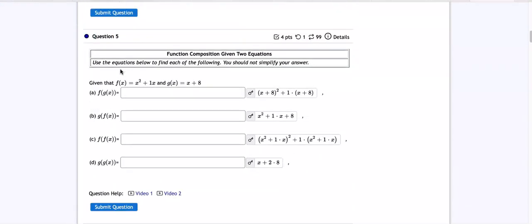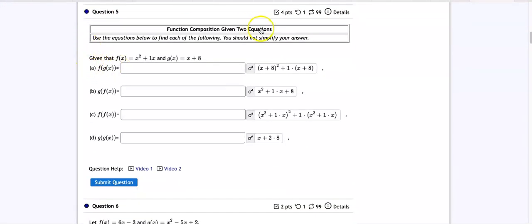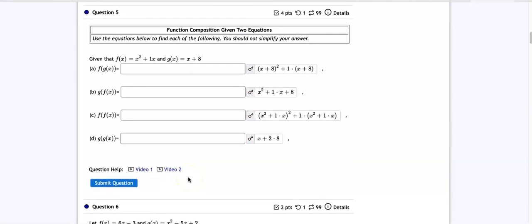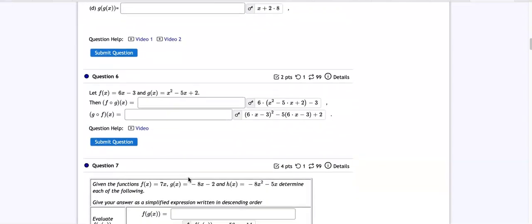Alright, so now we're moving on. Question 5 is the exact same thing as we just did. It is function composition extra practice, so you just need to repeat the process. There's a couple videos for you. There's nothing new about these. Same thing with question number 6.